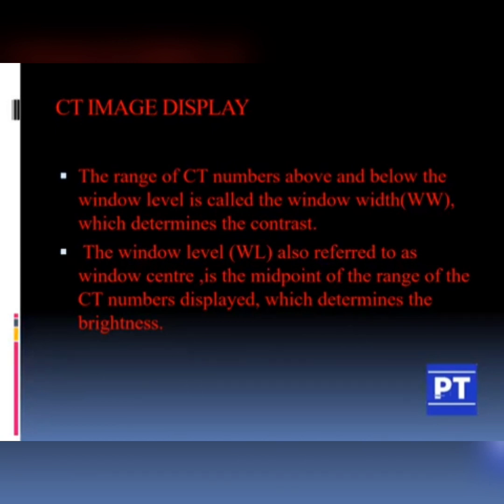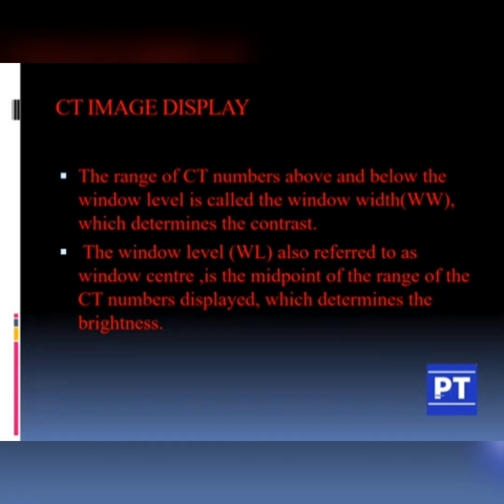CT image display. The range of the CT numbers above and below the window level is called the window width (WW), which determines the contrast. So the contrast of an image is determined by the window width, and window width means the range of the CT number above and below the window level.